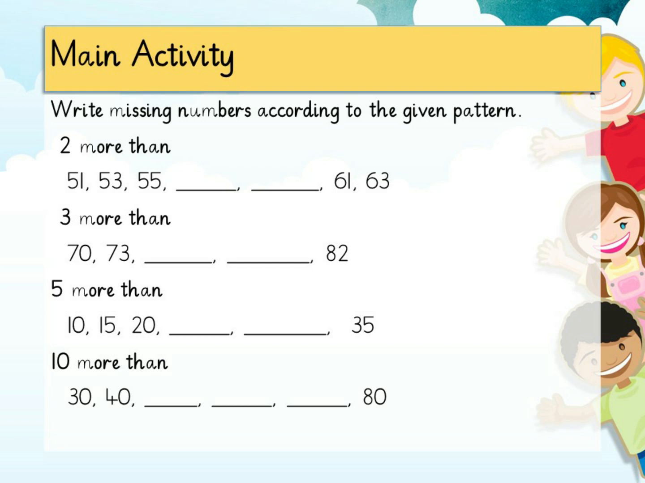5 more, very simple: 10, 15, 20 and then 25, 30 and 35. 10 more: 30, 40, 50, 60, 70 and then 80. Children, remember one thing, whenever you have to add a single digit to the given numbers, add it at the unit place. And when you are adding 10 to the given number, you will add it at the tens place. One more at the tens place.